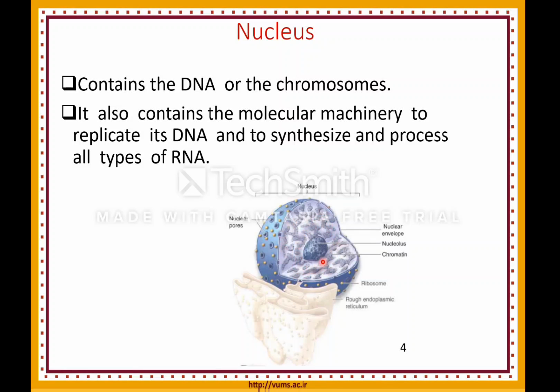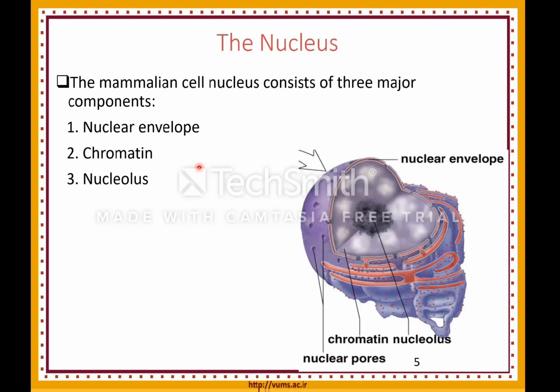The nucleus contains the DNA or chromosomes, and additional to DNA, it includes some molecular machinery, such as transcription factors and other factors to replicate DNA and synthesize all types of RNA. The nucleus in the mammalian cell consists of the nuclear envelope, chromatin, and nucleolus.